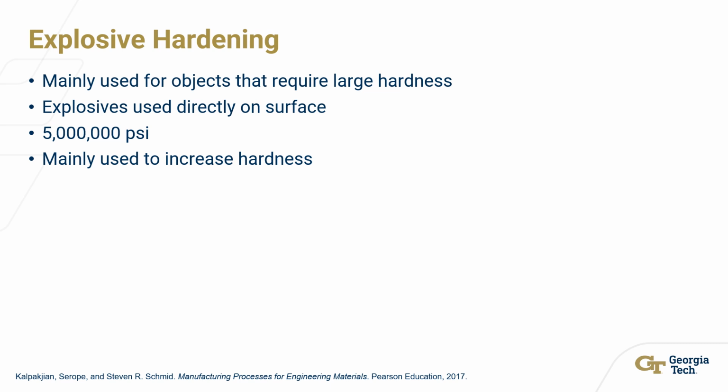Explosive hardening is typically used to treat metal objects that require a large hardness, such as railroad tracks. This method involves using explosives directly on the surface of the desired material. These explosions can introduce pressures as high as 5 million psi onto the surface of the material that's being treated. This method is mainly used to increase the hardness of a material without changing the material's original shape.